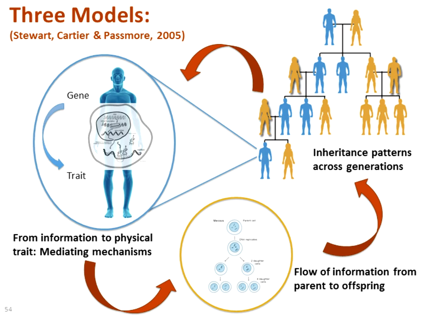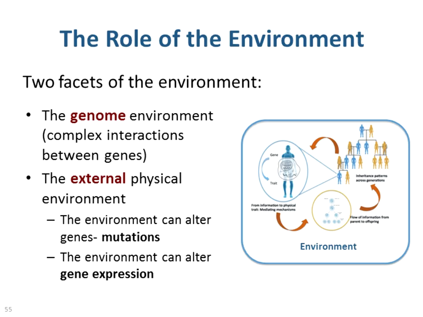So Stuart, Cartier, and Passmore came up with this idea that understanding genetics really entails understanding each of these models: inheritance patterns across generations, how genes give us our traits within the individual, and how information flows from parents to offspring. And integrating them is essentially what it means to understand genetics.